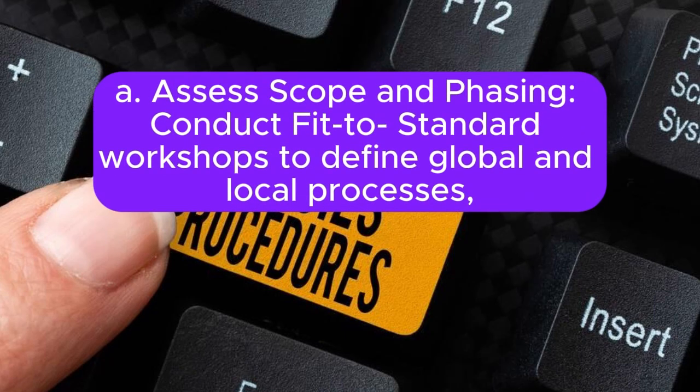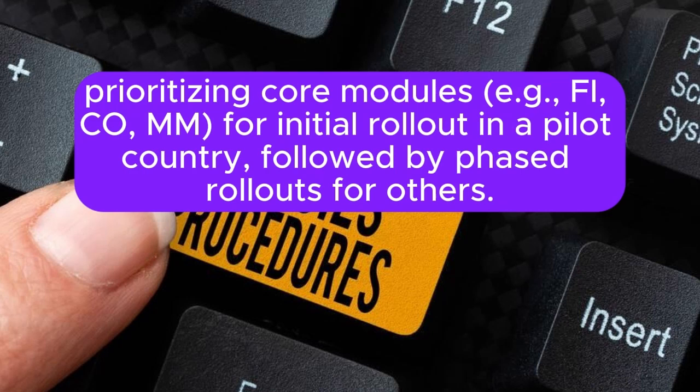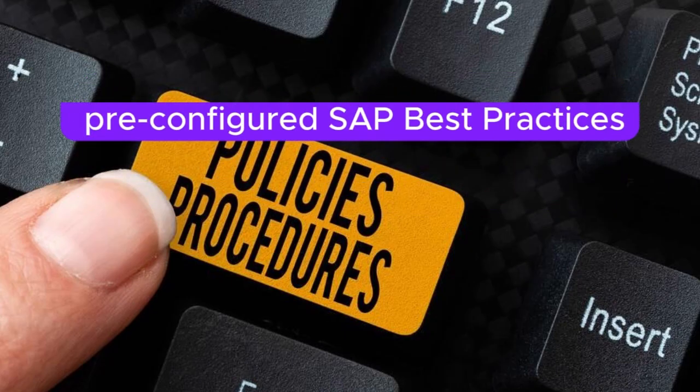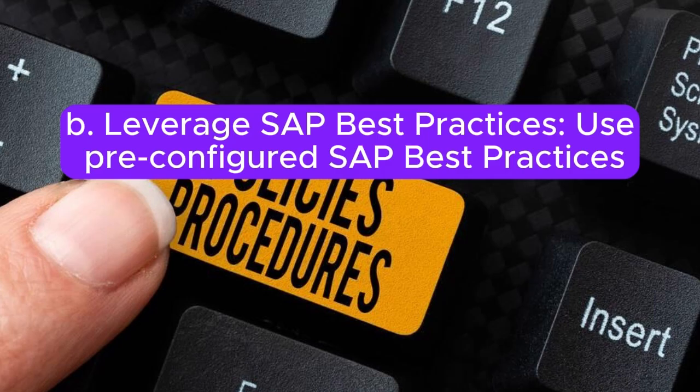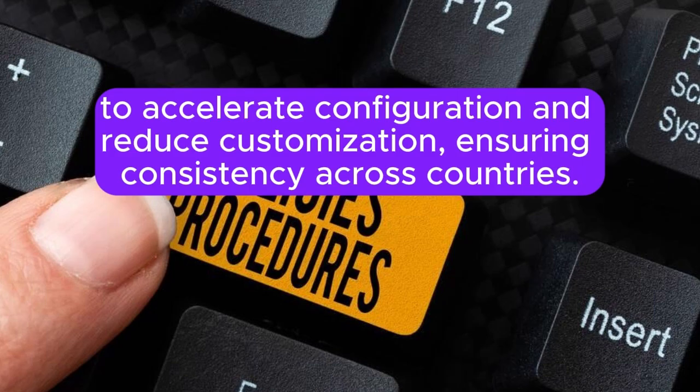A. Assess scope and phasing. Conduct fit-to-standard workshops to define global and local processes, prioritizing core modules, for example, FI, CO, MM, for initial rollout in a pilot country, followed by phased rollouts for others. B. Leverage SAP best practices. Use pre-configured SAP best practices to accelerate configuration and reduce customization, ensuring consistency across countries.